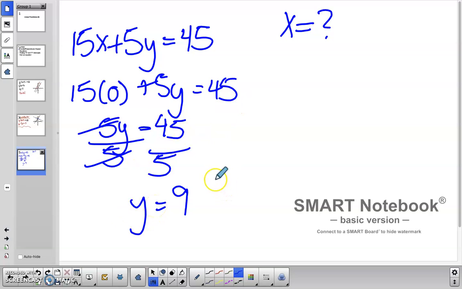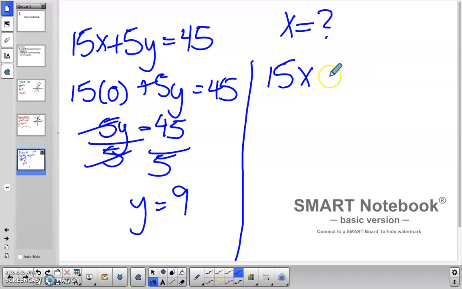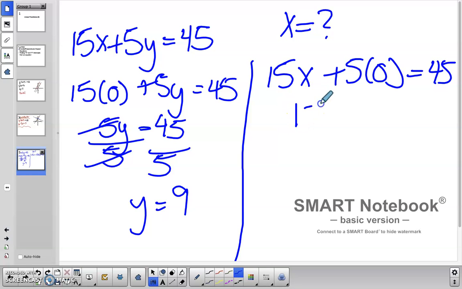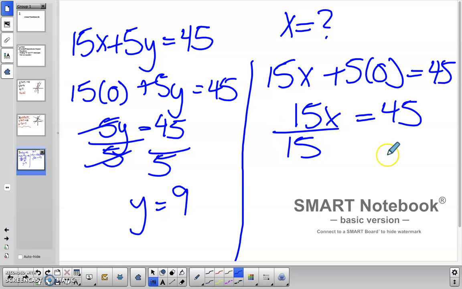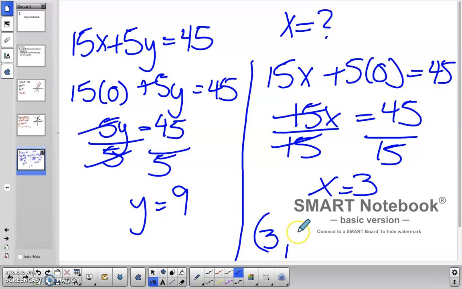Now, I'm going to do the opposite. In order to find x, I'm going to make y 0. So if I make y 0, that means I get 15x plus 5 times 0 equal to 45. Then 5 times 0 is 0, so I just get 15x equal to 45. Divide by 15 on both sides to isolate the variable x. Then I get x equal to 3. Okay, so we found the x-intercept is 3 and the y-intercept is 9.